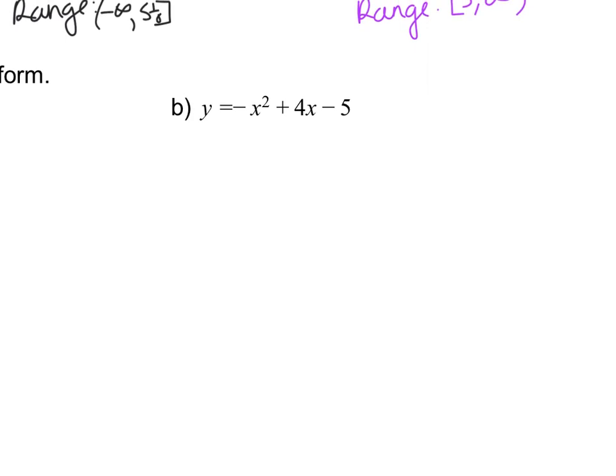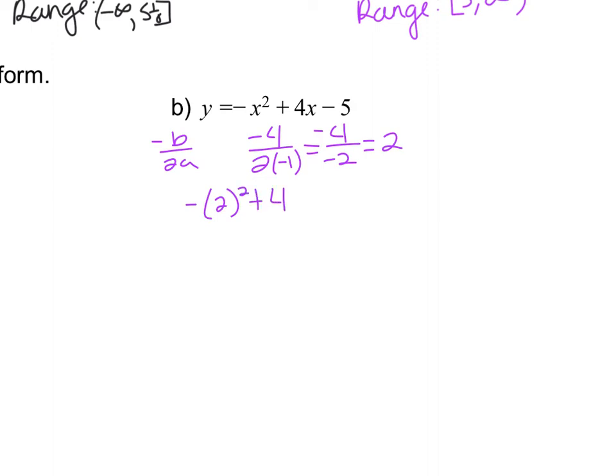Okay, next one. Find the vertex. Negative b over 2a. So that would be negative 4 over 2 times negative 1. Be negative 4 over negative 2, so that's positive 2. Let's plug that in. So we're going to have negative times 2 squared plus 4 times 2 minus 5. You plug all of that in, you get negative 1. So your vertex is at 2, negative 1.